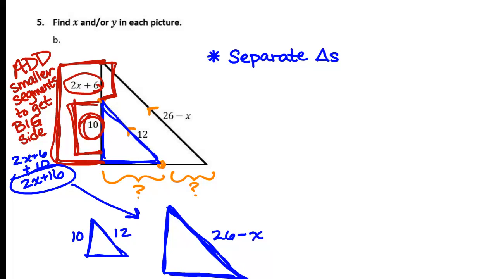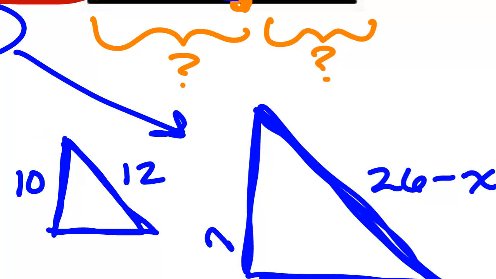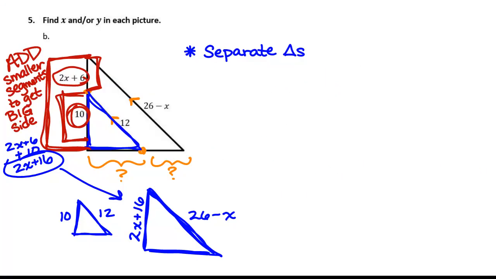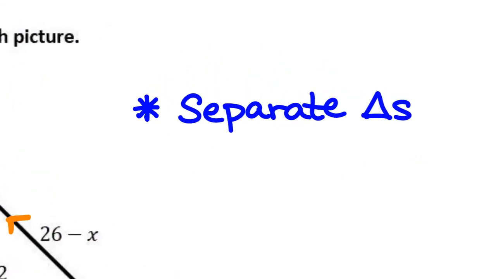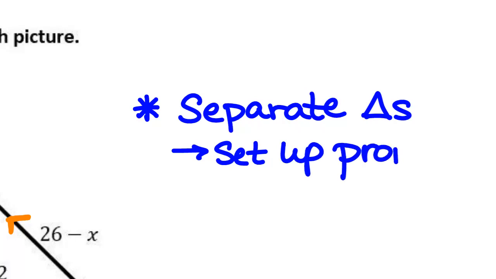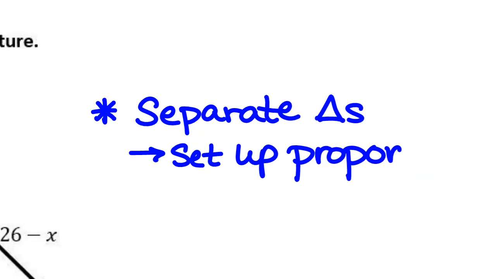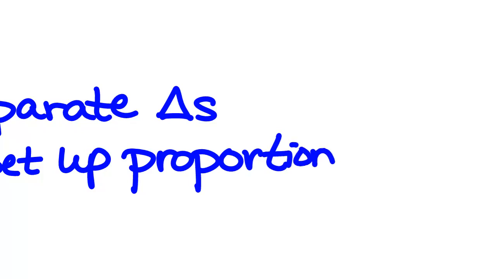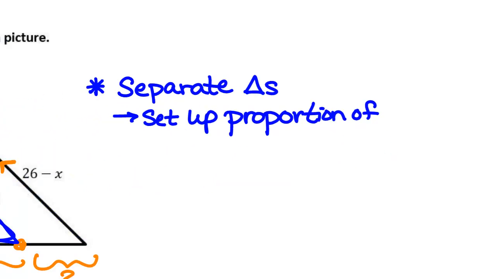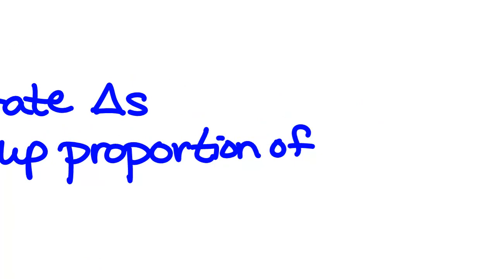So I'm going to write that in here. 2x plus 16. So separate the triangles. We add the smaller segments to get the big side. Then we will set up the proportion of sides. And solve.